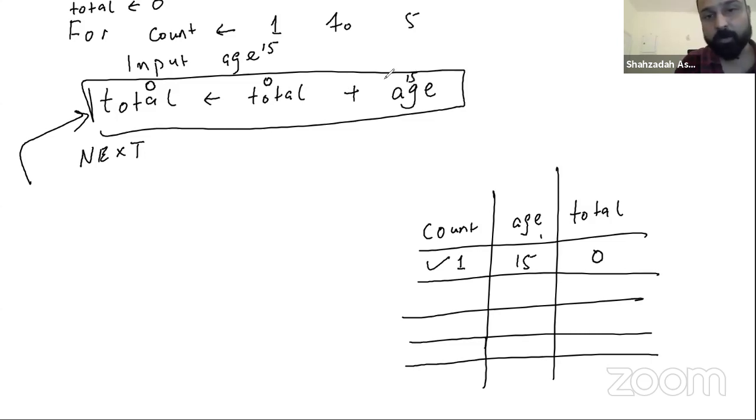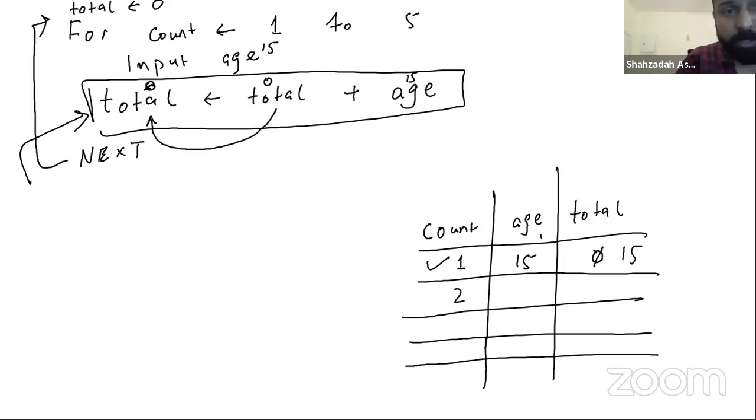There is 15 inside of it. तो ये 15 प्लस 0 कितना हो जाएगा? 15 हो जाएगा. और ये 15 अपडेट हो जाएगा हमारा टोटल 0 से 15. तो टोटल हमारा अपडेट होकर हो जाएगा 15. सेकेंड काउंट के लिए, सेकेंड आइटरेशन के लिए लेट्स सपोज हमने एज इनपुट की 20. काउंट 2 के लिए हम एज यहाँ पे 20 इनपुट कर चुके हैं. इस वक्त एज के अंदर 20 है.